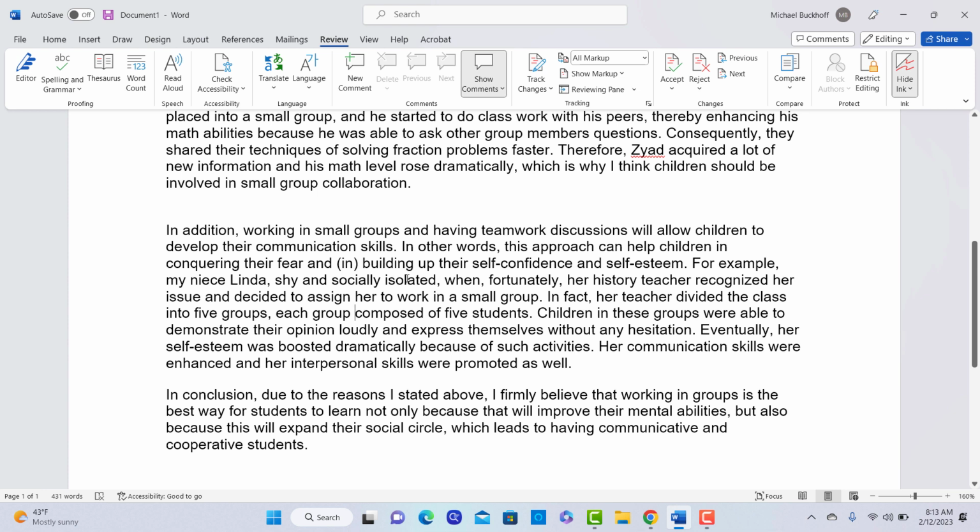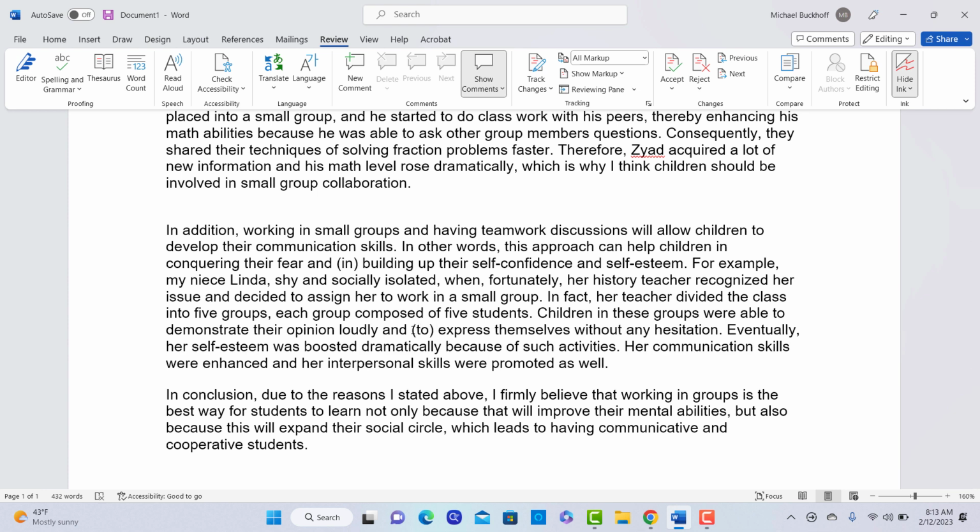Children in these groups were able to demonstrate their opinion loudly. And this one, I think this is good grammar here, the way you have it here. I'm going to just put 2 in there to remind me that that's an infinitive and not part of the main verb. So children in these groups were able to demonstrate their opinion loudly and to express themselves without any hesitation.